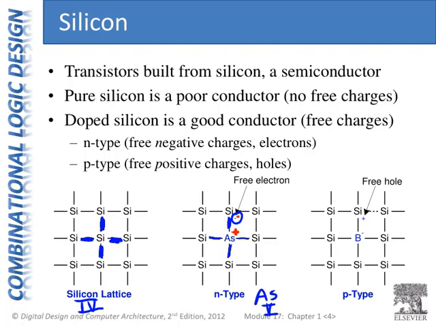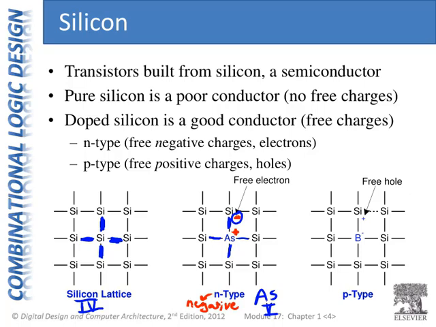And importantly, this is the most important part, this negative charge, this electron is now free to float around the lattice and conduct electricity. So this is called an N-type. N stands for negative because negative charges or electrons are floating around. So N-type means negative. Okay, so we have this N-type silicon.